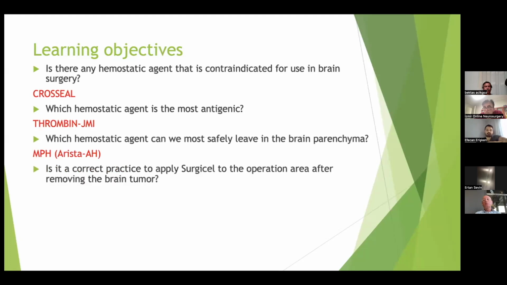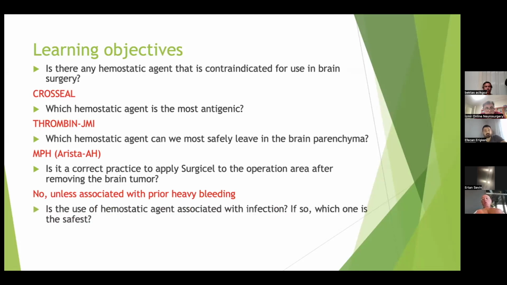Is it a correct practice to apply Surgicel to the operation area after removing a brain tumor? It is actually a controversial question, because many people prefer to keep some Surgicel since there will be some diffuse oozing after the brain tumor removal and they find it quite confident to keep some Surgicel there. But it is ideal to remove Surgicel unless there has been associated prior heavy bleeding, in which case it is not ideal to peel the Surgicel off. Usually it is better to remove the Surgicel after operating on a brain tumor.